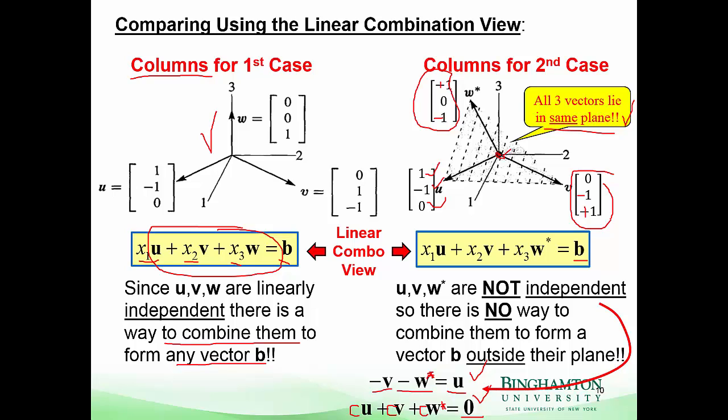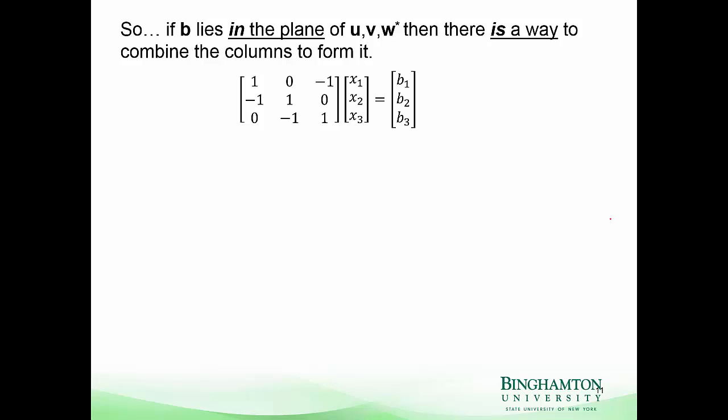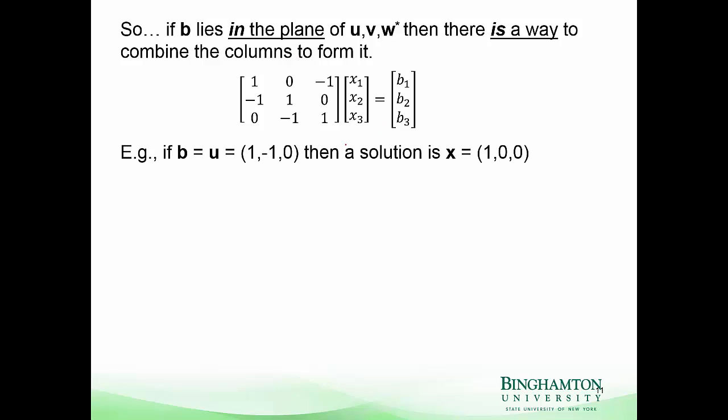So it boils down to whether the matrix has linearly independent columns or linearly dependent columns. When we have linearly dependent columns, we say the matrix is singular. There is no inverse matrix that exists, and we cannot solve it except for a few special cases. But we can't solve it in general. So if B lies in the plane, then there is a way to combine the columns to form it. If we picked B equal to 1, -1, 0, that lies in the plane.